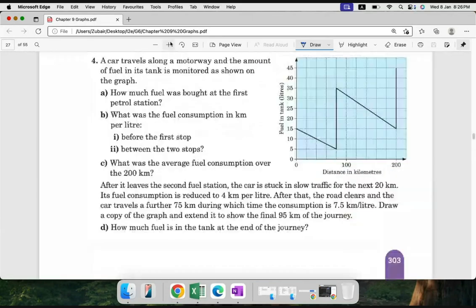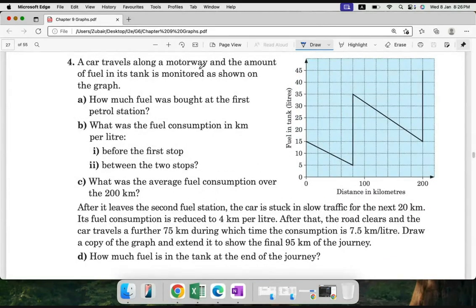Number 4. A car travels along a motorway and the amount of fuel in its tank is monitored as shown on the graph. How much fuel was bought at the first petrol station? So this is fuel in the tank and distance in kilometers. Okay, solve this part. How many liters of fuel were bought at the first petrol station?